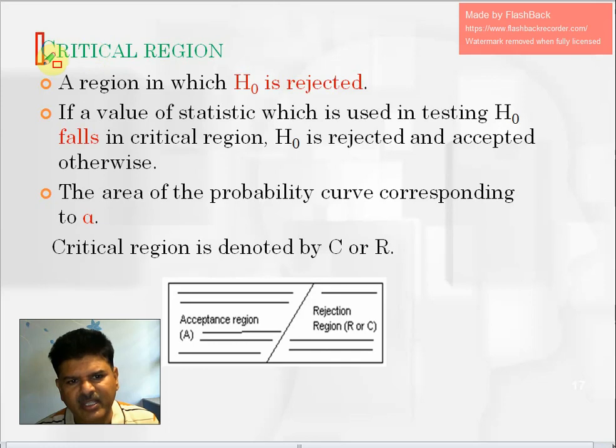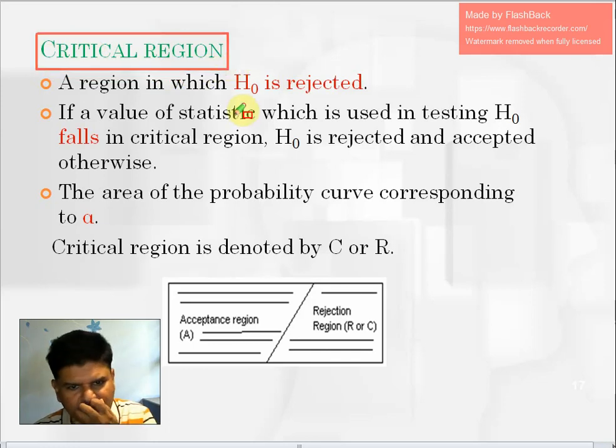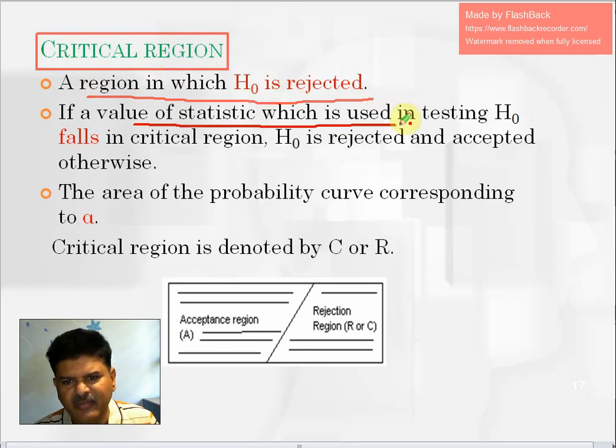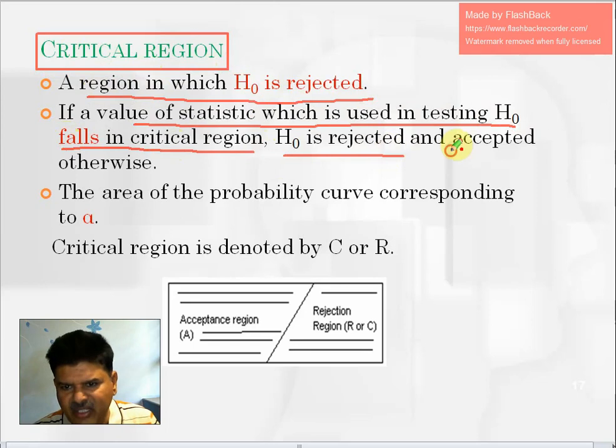Today we will discuss the critical region, because this concept is also important in testing of hypothesis. A critical region is a region in which the null hypothesis is rejected. So if the value of the statistic used in testing the null hypothesis falls in the critical region, H naught is rejected, and if it falls in the acceptance region, then the null hypothesis is accepted.